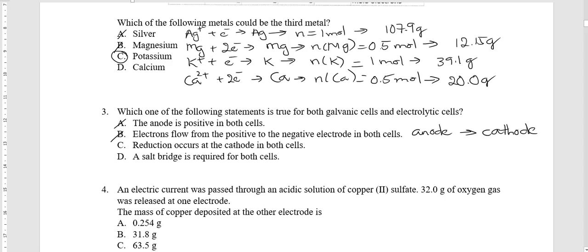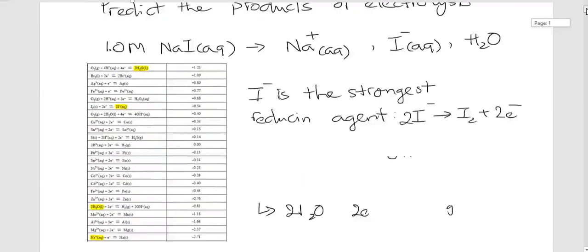Reduction occurs at the cathode. That's correct. The definition of a cathode is the site of reduction. And D is definitely wrong because you don't need a salt bridge for electrolytic cells. And once again, we have another C.